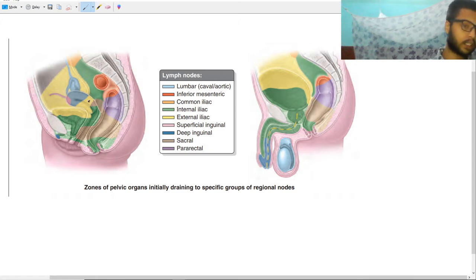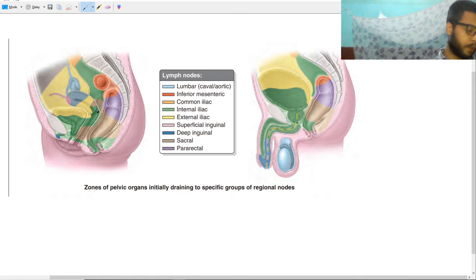And what are the structures draining into internal iliac lymph nodes? Base of bladder, you can see this green color, inferior pelvic ureter, anal canal above the pectinate line, inferior rectum, and middle and upper vagina. You can see the green color, middle and upper vagina is draining into internal iliac lymph nodes, okay? And body of uterus, okay? Some part of the body of uterus is also draining into internal iliac lymph nodes.